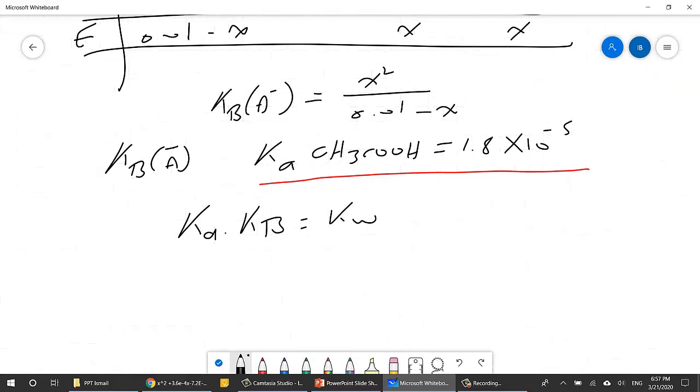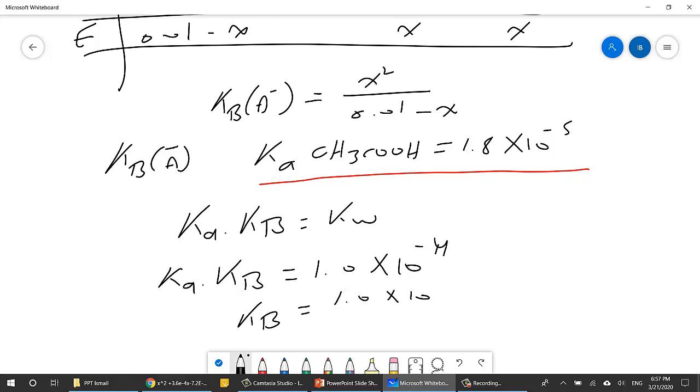Ka times Kb is always equal to 1.0 times 10 to the minus 14. This is a rule, the product of Ka and Kb. So you can actually calculate Ka from Kb and vice versa. Now we know the Ka is this number, so we can calculate Kb. Kb in this case is equal to 1.0 times 10 to the minus 14, which is the Kw for water, divided by 1.8 times 10 to the minus 5. And now we have a Kb value equal to 5.56 times 10 to the minus 10.